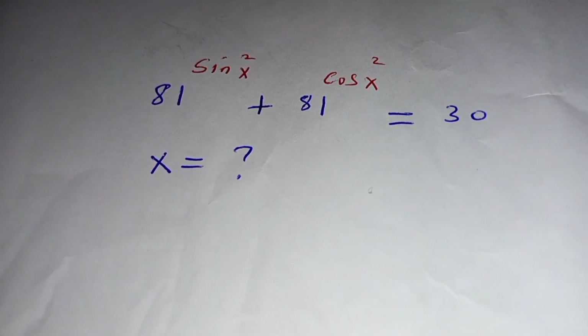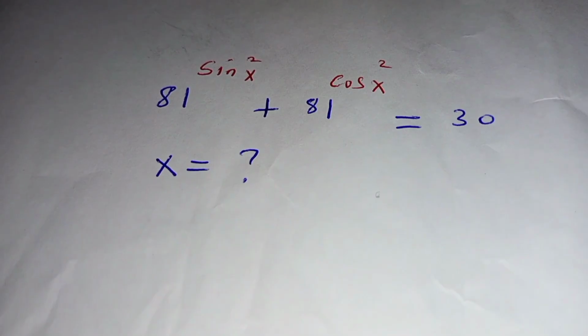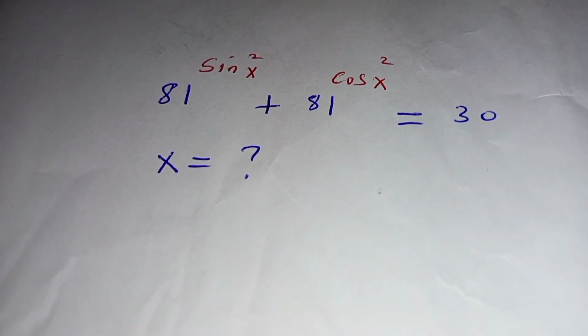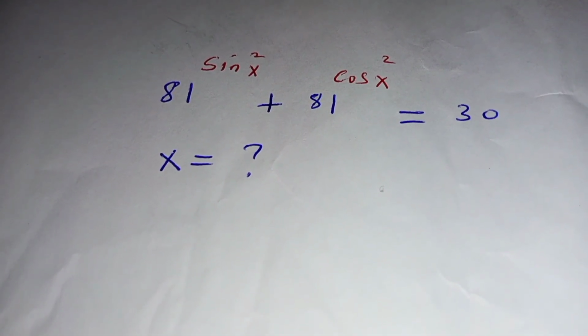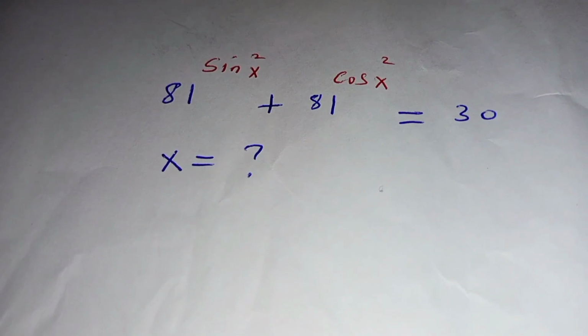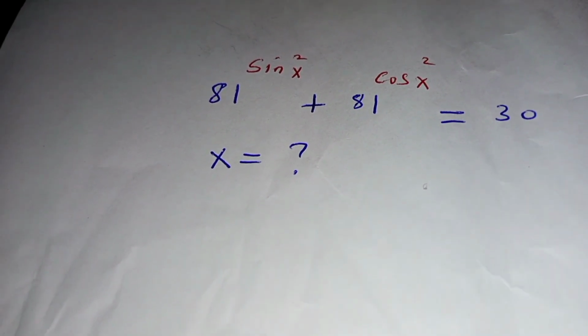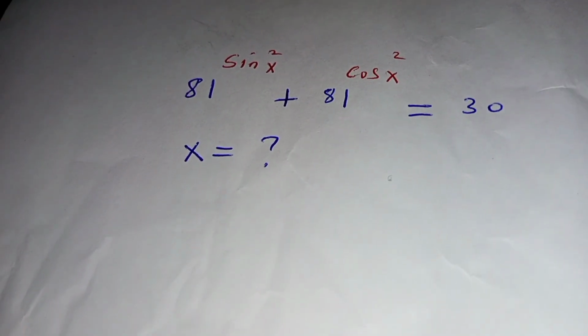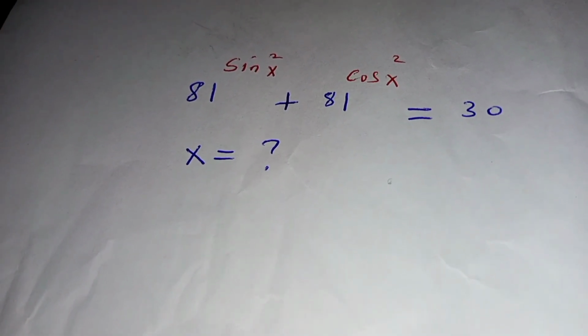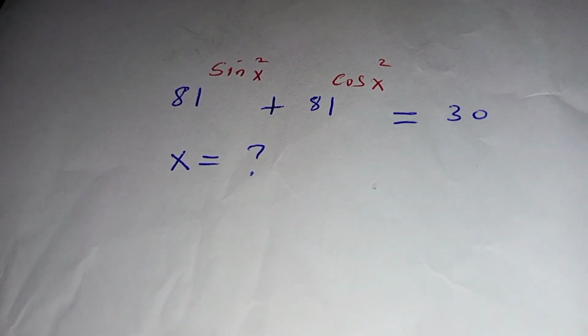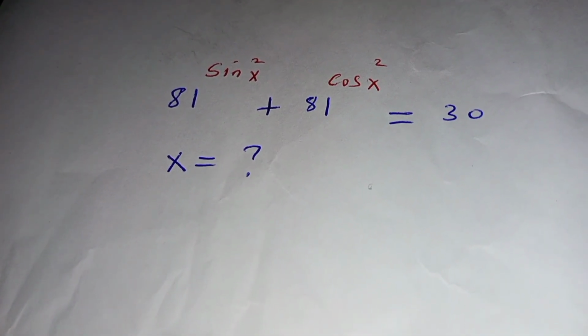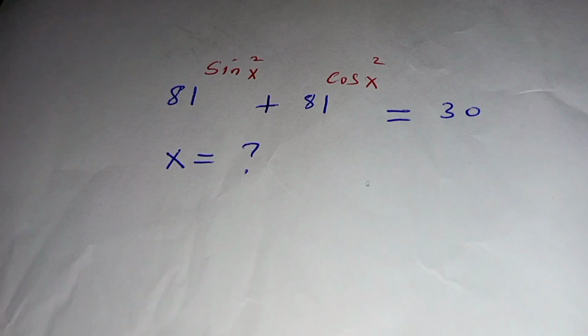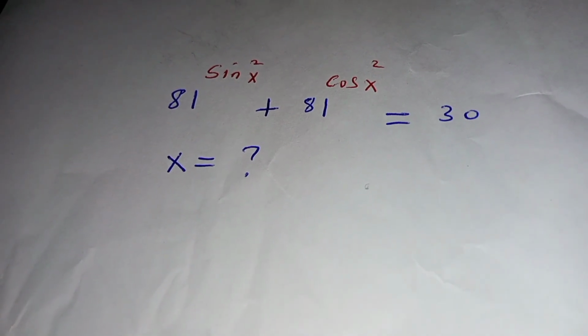Item 1, power sine squared of x plus item 1, power cos squared of x, which is equal to 30. And you are needed to obtain the value of x. So the question is, how can you obtain the value of x from this nice exponent?